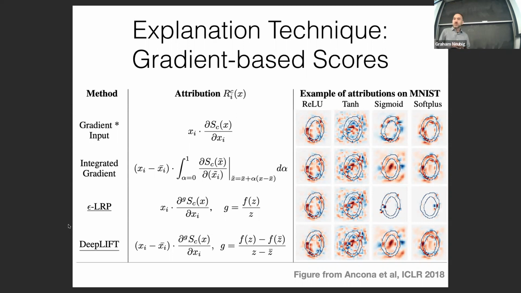Another thing is gradient-based scores. I'm not going to go into all the details of the math here for all of these. I think the most important one is maybe gradient times input or gradient norm. Basically what this tells you is you try to calculate the gradient. Let's say we're talking about word embeddings.